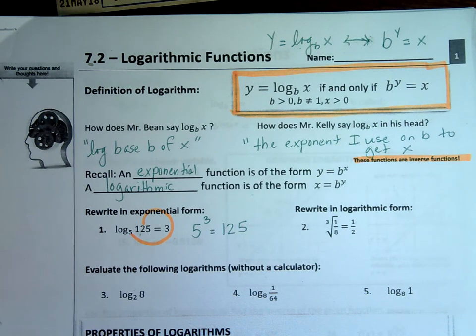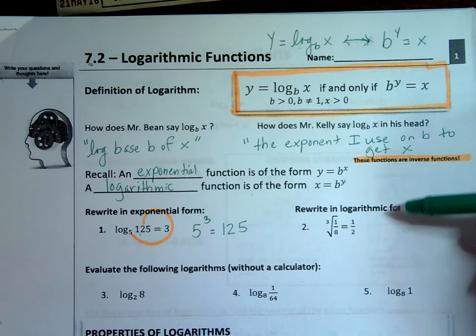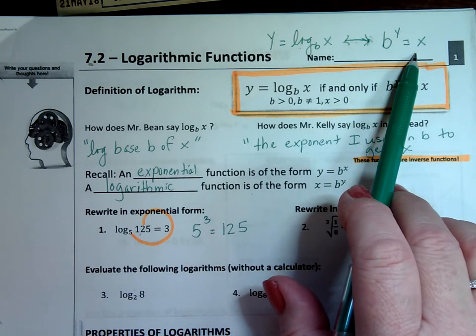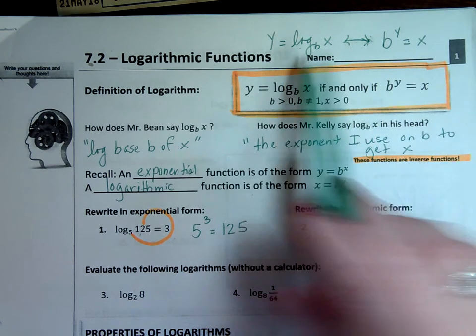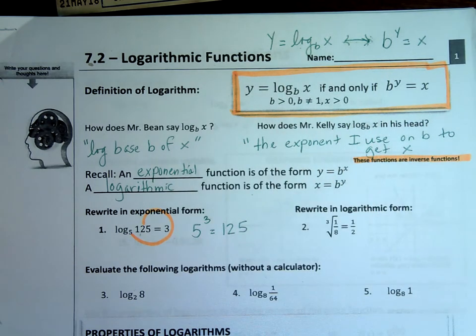All right, that's it. That's how you do it. Now they say, okay, now rewrite this as a log. Now they're going the other way. They're giving you the exponential side, and they want you to turn it into the logarithmic side. So let's see if we can figure this out.